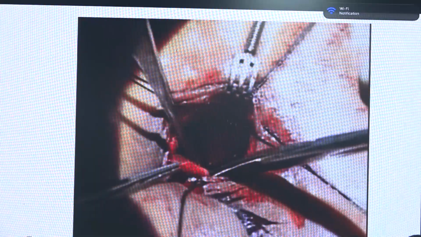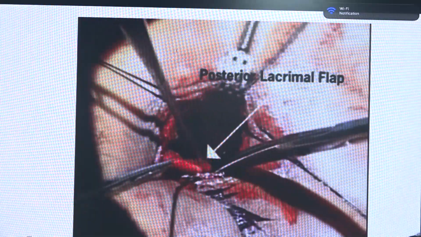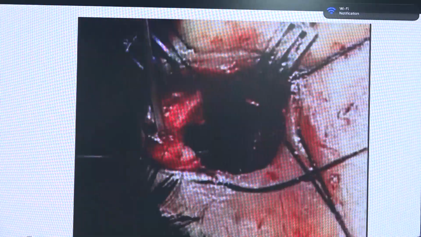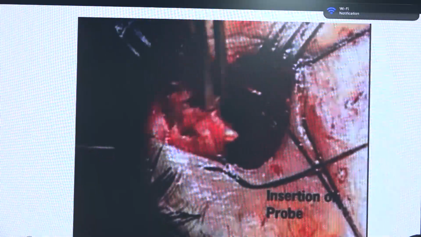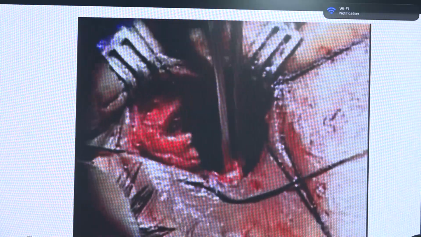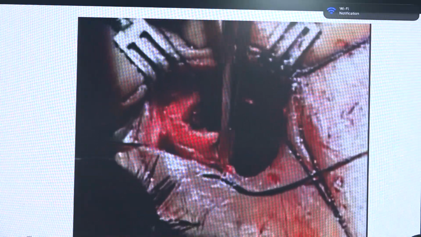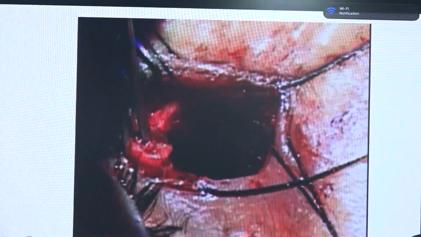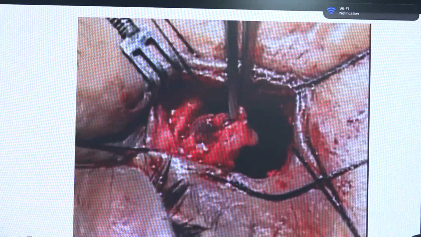And that is the posterior lacrimal flap. A probe is passed through the punctum. Upper punctum is used to check that the sac has been adequately opened. The location of common canaliculus is checked, and it is seen that it lies between the anterior and the posterior flaps.